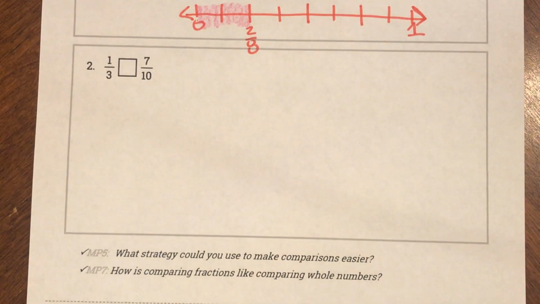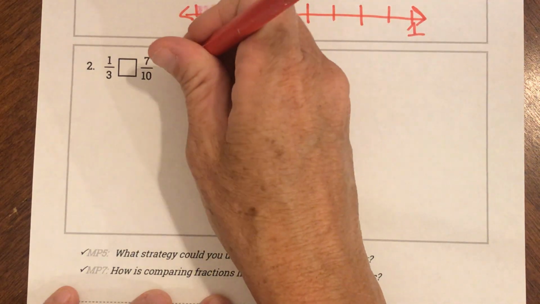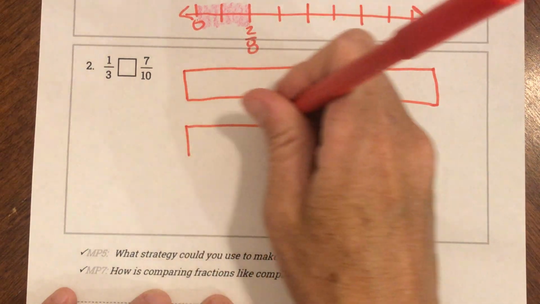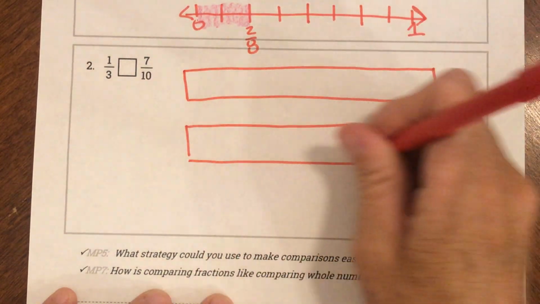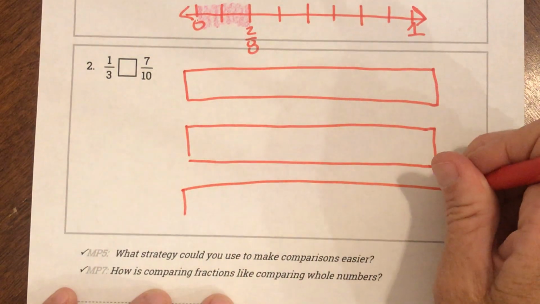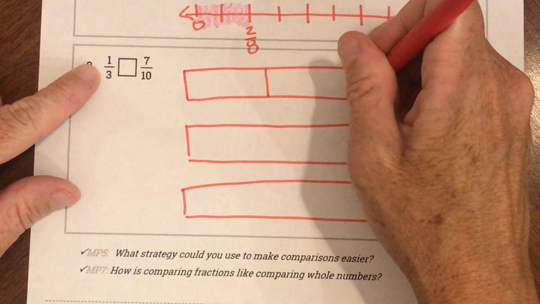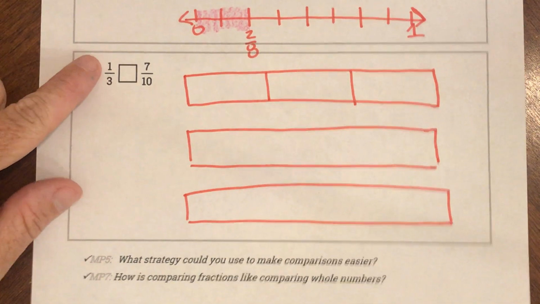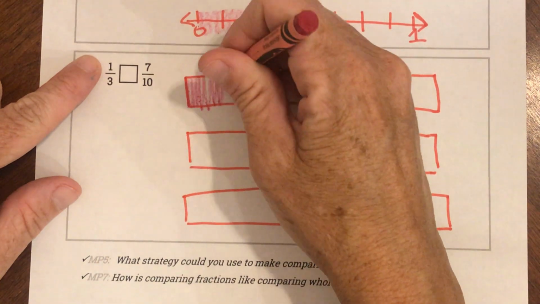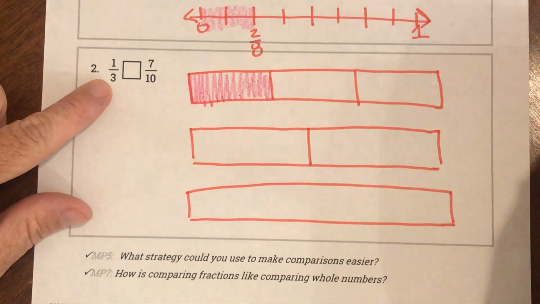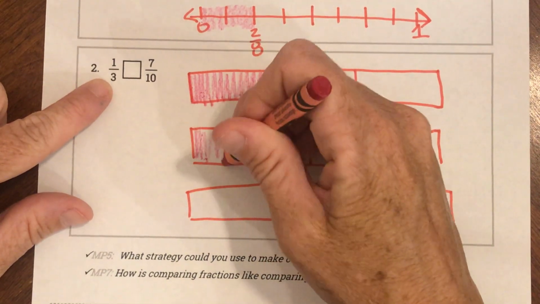Okay, my next one is 1/3 compared to 7/10. For this one, I'm going to be doing an area model. The same thing, I want to make them the same size and I want to make them on top of each other, because that will help me compare them easier. Okay, so I'm first going to draw 1/3. The denominator 3 means to partition it into 3 parts, and the numerator 1 means I have one of them. And then I'm going to compare this to my benchmark fraction of 1/2. So this is 1/2.